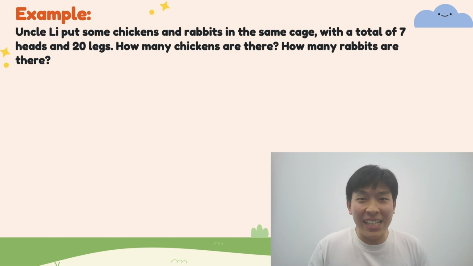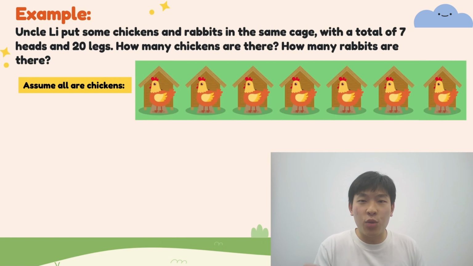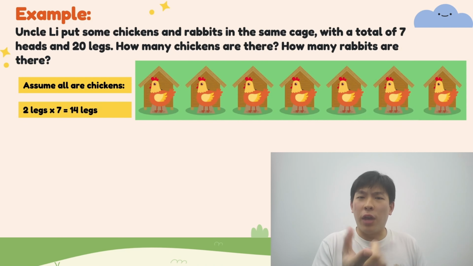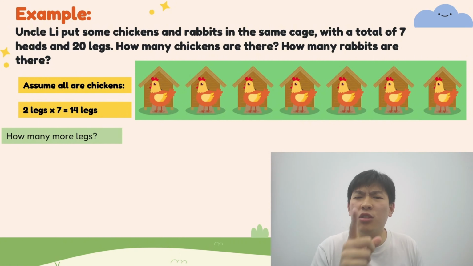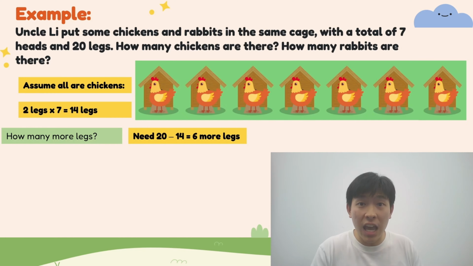Now what's the first thing that we did in this example? Yes, we assume that all of them are chickens. Now how many legs do we have? 2 times 7 is 14. Nice. Now how many legs should we have? 20. So how many legs do we need more? Yes, we need 6 more legs. 20 minus 14 to get 6 more legs.